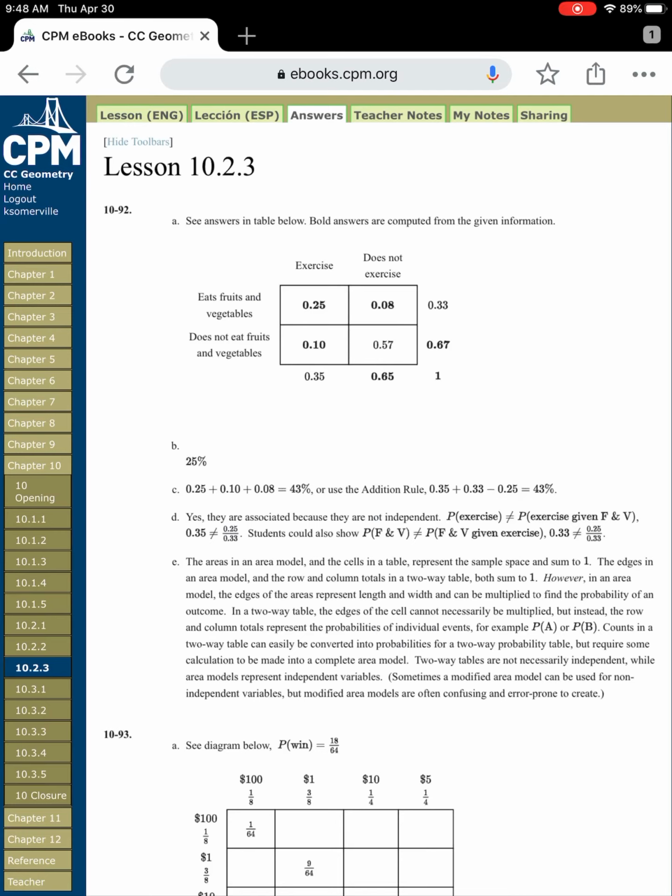which ends up being 0.43 or 43%. The other way would be to use the addition rule, which would be to add the probabilities of each and then subtract their intersection. So you have 2 different options to find that union. Here is technically what we're finding because it's an OR situation.